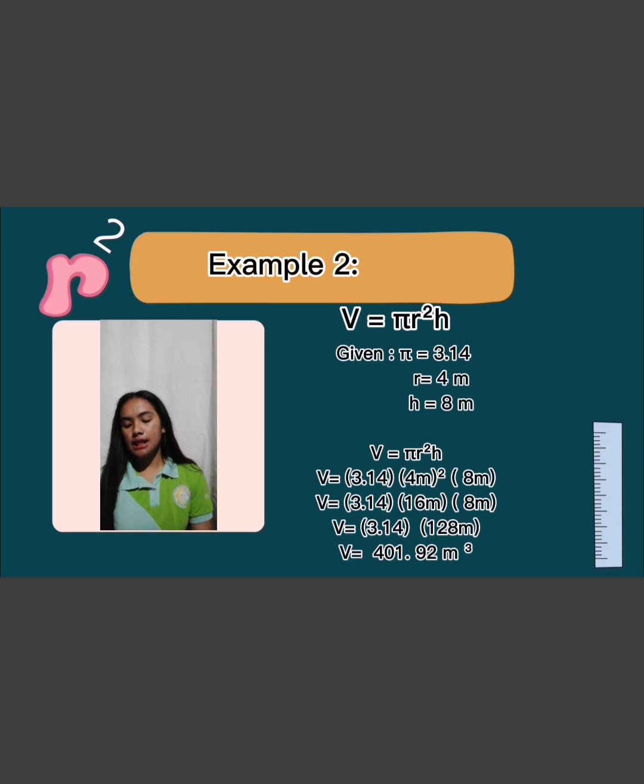So next, we bring down the 3.14, and then we square the 4, which is 4 times 4 will be 16, and then bring down the 8 meter. So next, we will bring down the 3.14, and then we will multiply 16 and 8, and the product will be 401.92, and don't forget to write the unit, which is meter cubed.